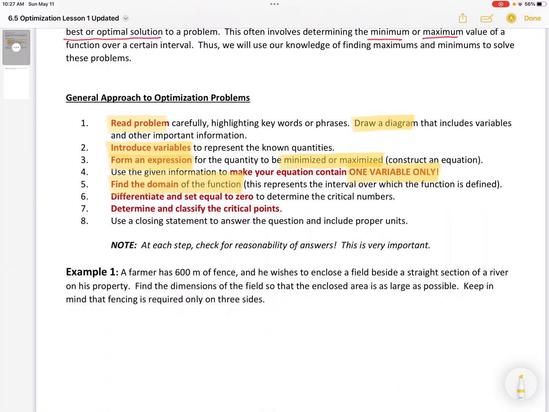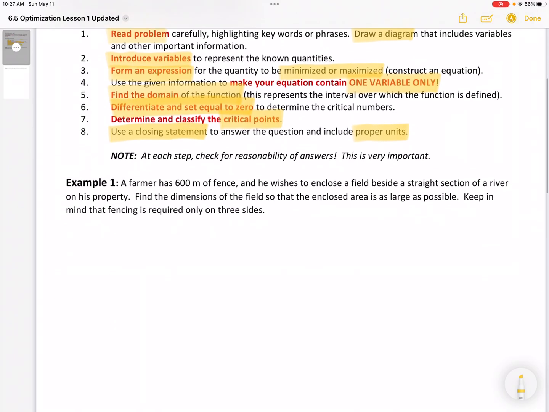And then this is the new piece that we're working with: we're differentiating the expression that we've made, setting it equal to 0 to find those critical numbers. We classify the critical point, so we have to show, is it a max or a min? And how do we show that? We use our interval table. And then, of course, we provide a conclusion, and that's nothing new to us. Make sure to include your proper units. As we're going through it, sometimes we get answers that aren't reasonable, so you want to make sure that everything makes sense before you pull it together and state your conclusion. So let's do an example together.